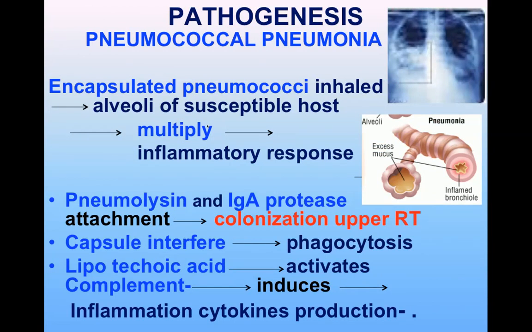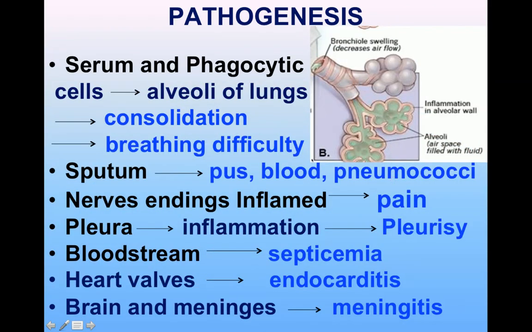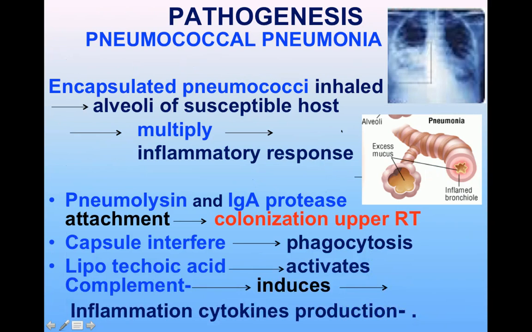Moving on to the pathogenesis. The pathogenesis starts when pneumococci are inhaled and start multiplying in the alveolar spaces, producing an inflammatory response. So these are encapsulated pneumococci. When they are inhaled, they go into the alveolar spaces of a susceptible host. They start multiplying over there and bring about an inflammatory response. With the inflammatory response, there is outpouring of fluid, RBCs, WBCs in these alveolar spaces, which is going to produce the effect of pneumonia. As you can see over here, there's consolidation of the lung.